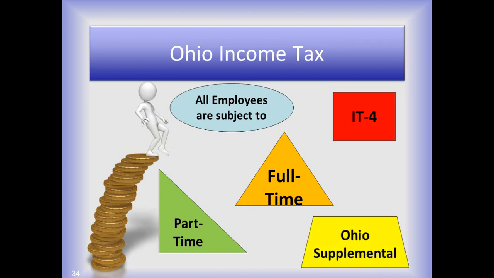Ohio supplemental. An employee may wish to have more withheld for Ohio income tax than is calculated by the Ohio tax tables. This is called a supplemental Ohio withholding. The employee must have entered an additional amount to withhold on their IT-4 form. This supplemental amount is then withheld from each pay and submitted for payment to the Ohio Department of Taxation, along with any regular Ohio tax withholdings.